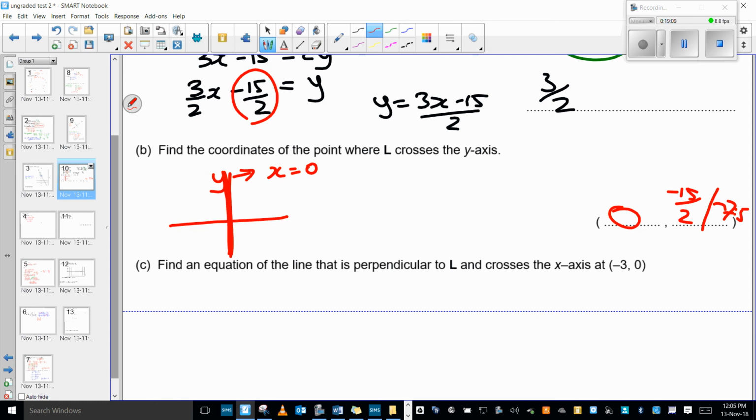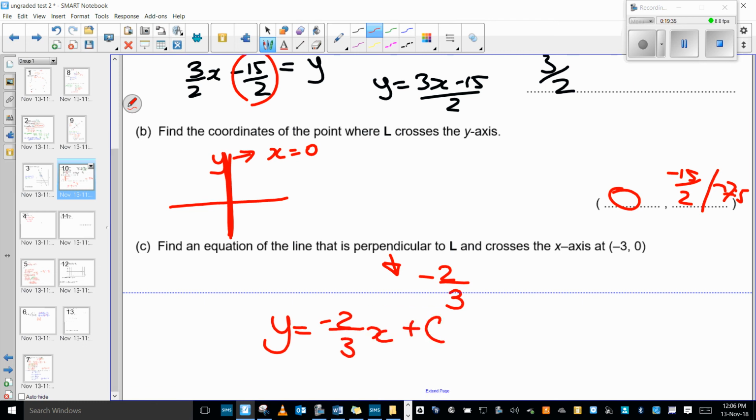And find the equation of the line that's perpendicular to L. The fact it's perpendicular means that we need to recognise our gradient. So whichever gradient you had for part A, you'll now need to do what to it? Negative reciprocal. So ours will become what? Negative 2 over 3. So we've got y equals negative 2 over 3x plus something. How do we find the something?